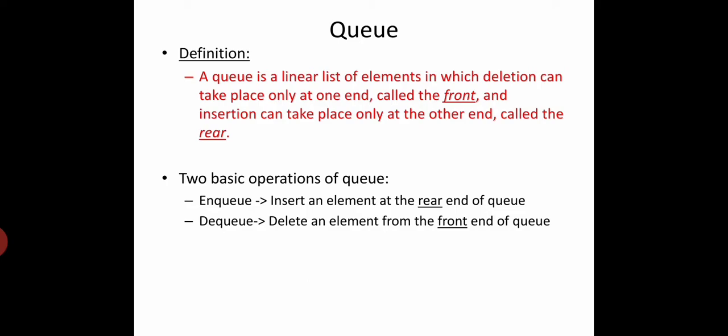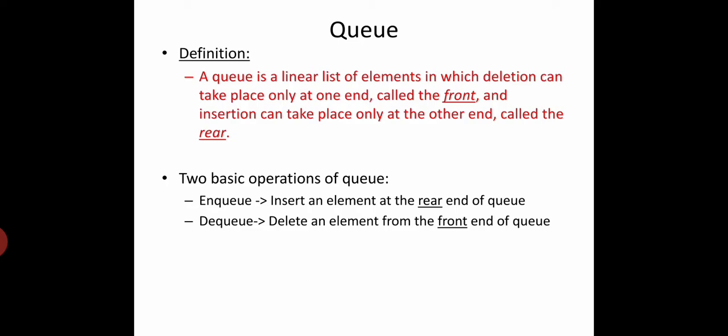At the front end, the element present at the front portion of the queue, you can delete from the front end. The elements you can insert into the queue are inserted at the rear end. So remember there are two ends for queue, the front end and rear end, and the two basic operations of queue. The first operation is Enqueue, the second operation is Dequeue.